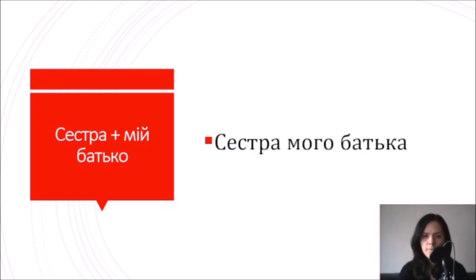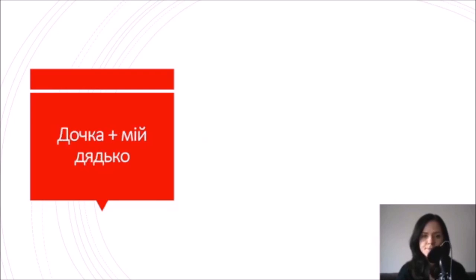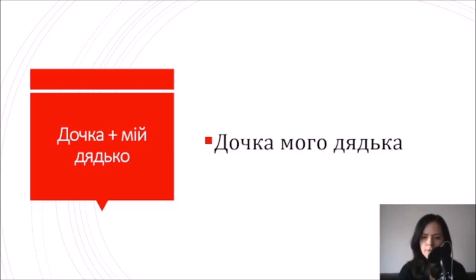Сестра мого батька. Next. Дочка and мій дядько. The daughter of my uncle. In genitive. Дочка мого дядька. Next.